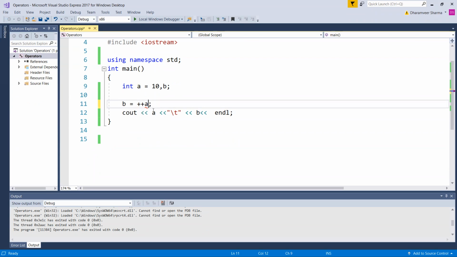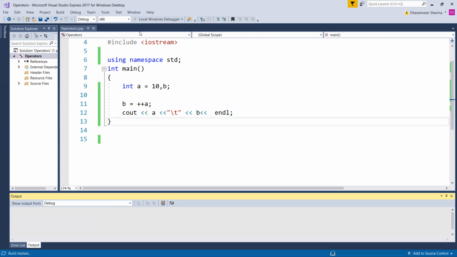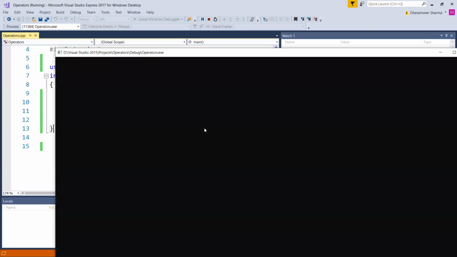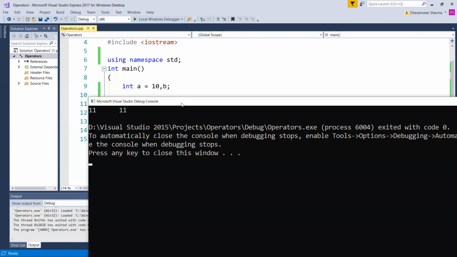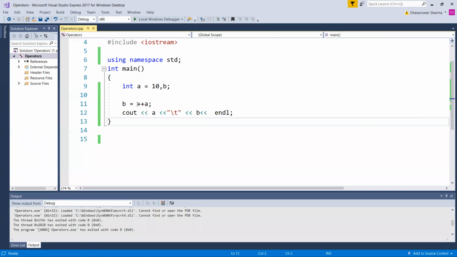But if I write here pre-increment, then have a look, what will be the value? Both of them are 11. Pre-increment means increment the value of variable or operand and then assign it to some other variable. So now both of them are different. Otherwise they are not different.